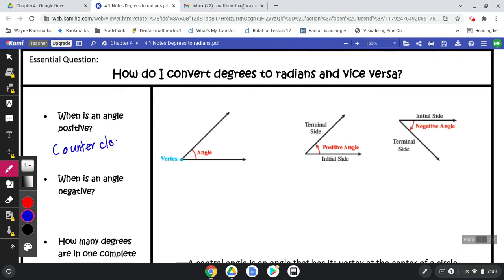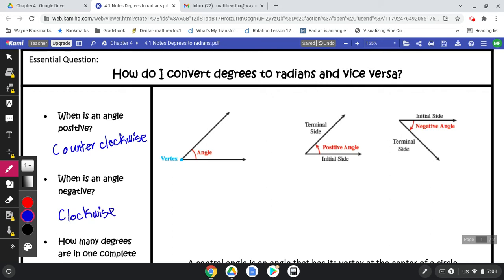We talked about this some yesterday. However, if it goes the other way, if it goes down, if it goes clockwise, that is negative. And this one looks to be about negative 45. Obviously I haven't measured it, but I think it's very close to that. And that's when we go clockwise.